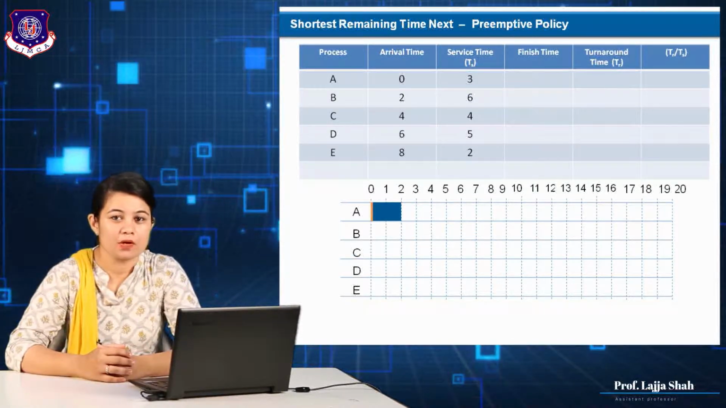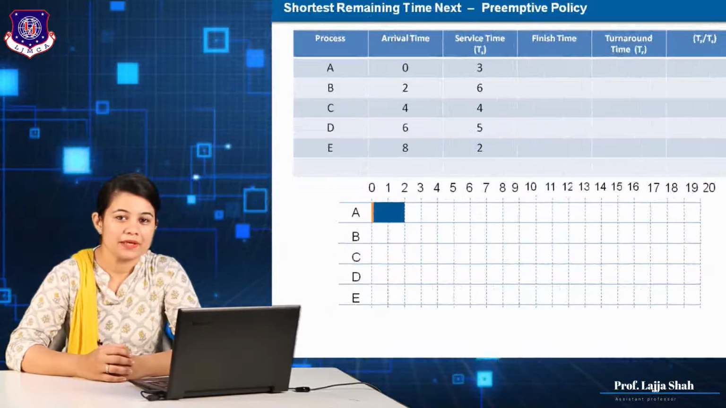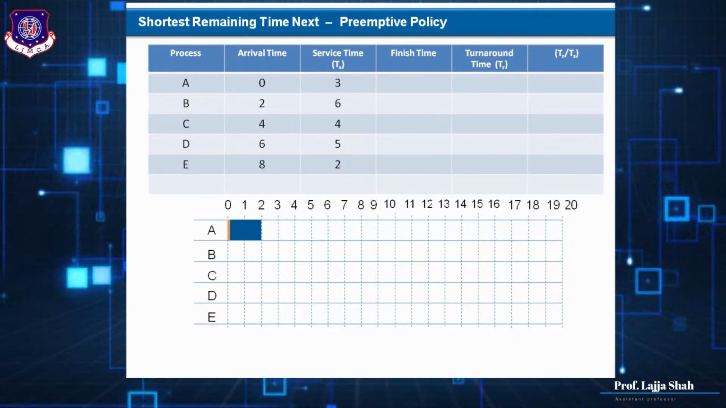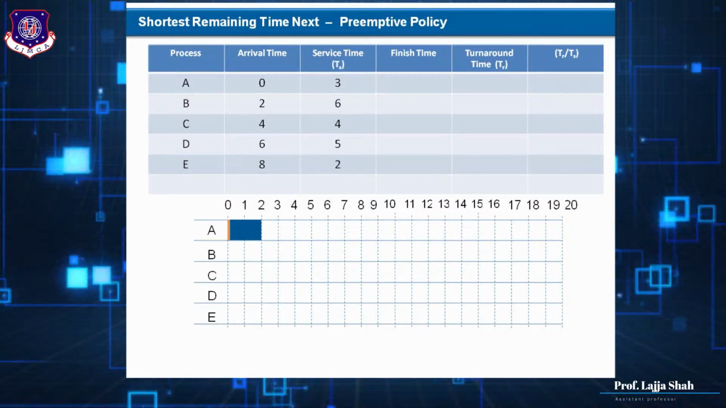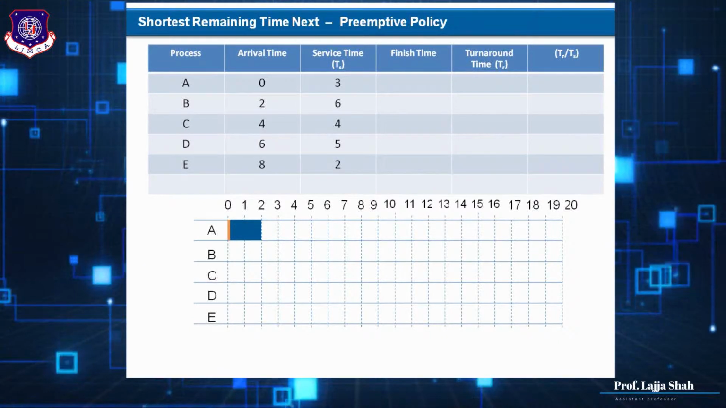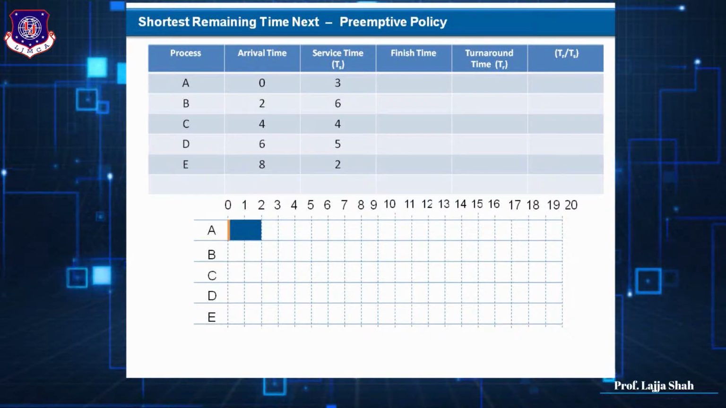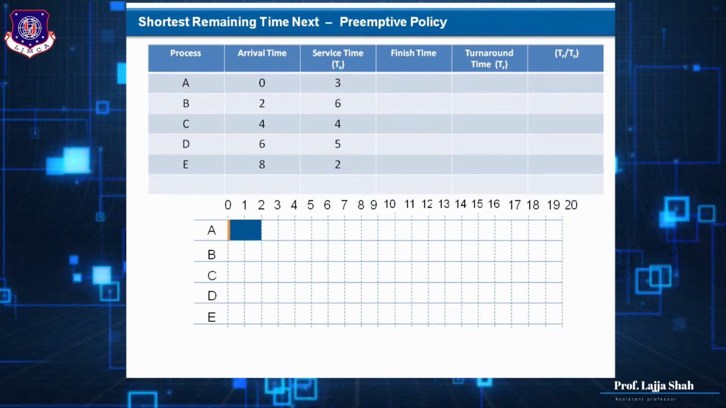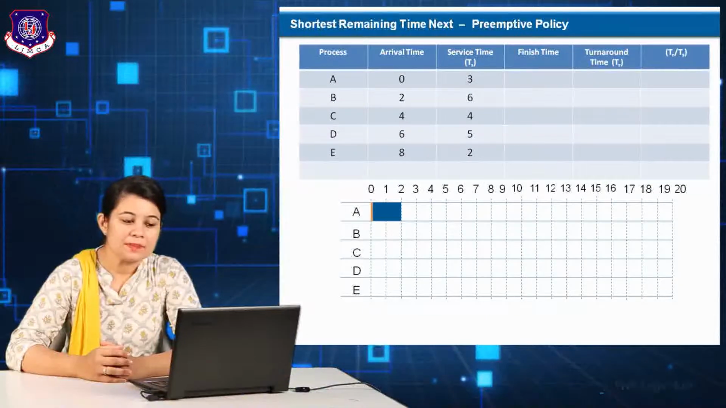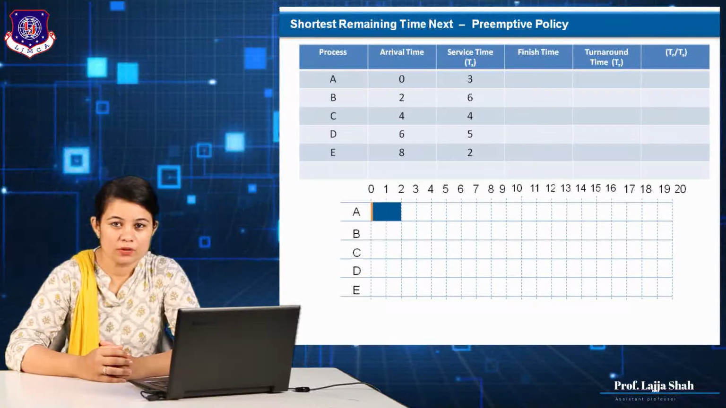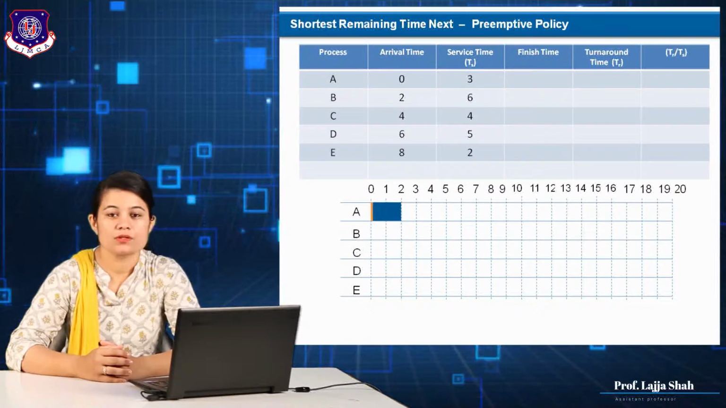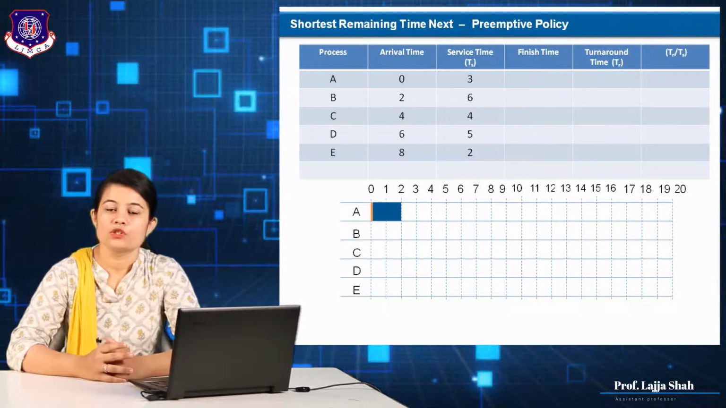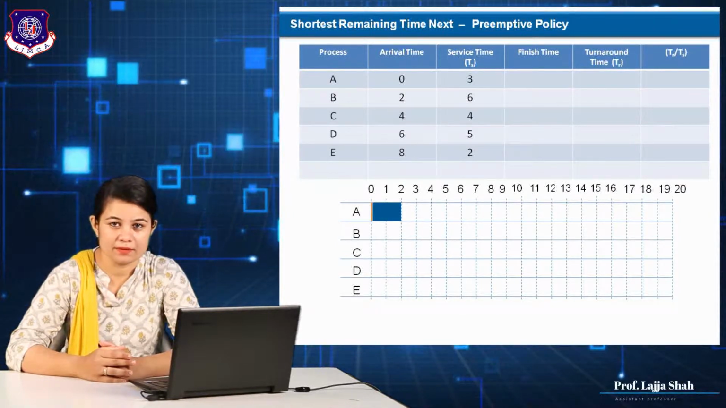At the 2nd second, process B will arrive in the system. Now we have two processes in the system, process A and process B. Because it is a preemptive policy, the operating system needs to compare the new process with the current process. So the remaining times of both processes will be checked. A's remaining time is 1 second. How to calculate that? A's total service time was 3 seconds. It has already been executed for 2 seconds. So process A is left with 1 second.